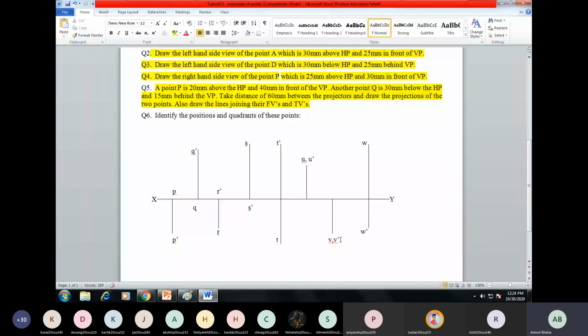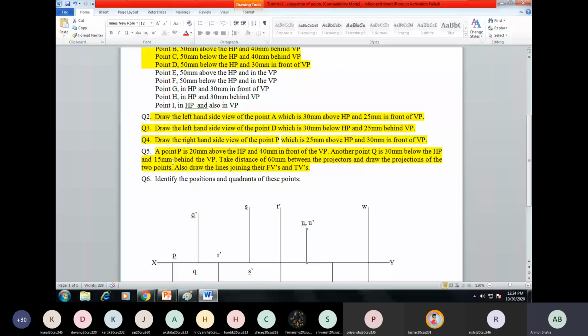Now you look at this point V, V dash. Fourth quadrant. This is in fourth quadrant. What about this? Second quadrant. From T to W we have covered. Before that there would be in VP or in HP points.